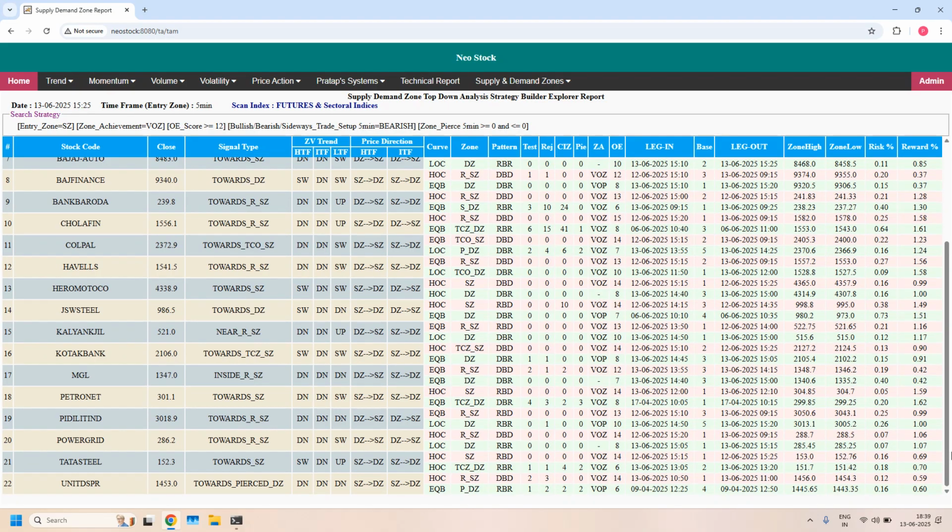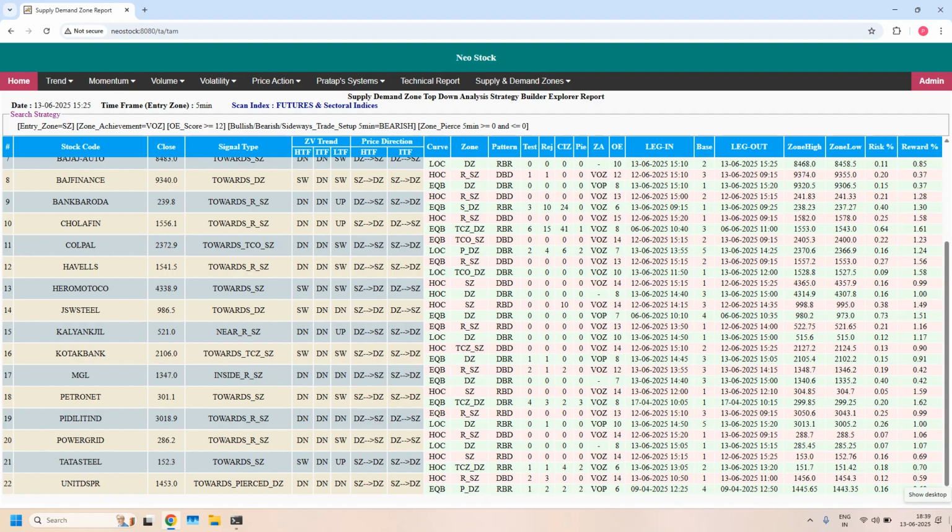Total 22 stocks are filtered. In all the 22 stocks, the entry time frame zones are 5 minute supply zones. So we got 22 5 minute supply zones. Some of them are already tested. See here. Okay, out of these 22, how many are having more high probability to get success?